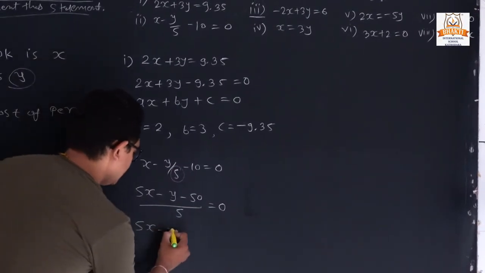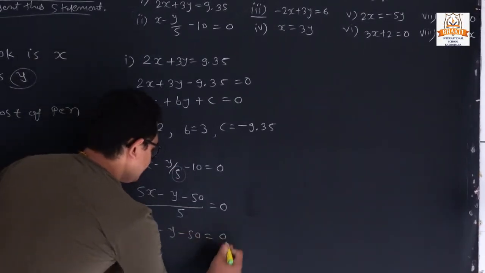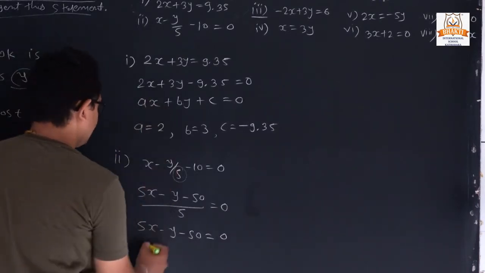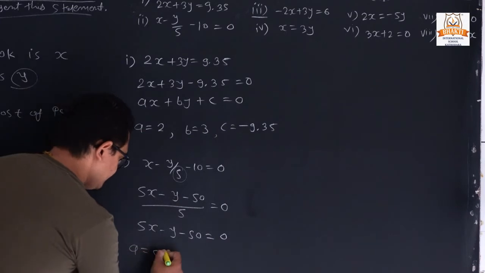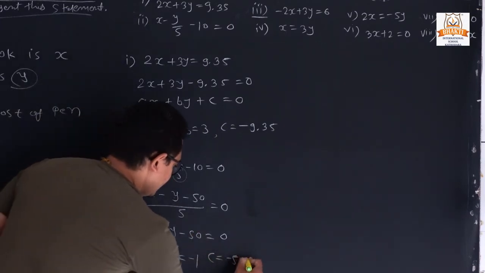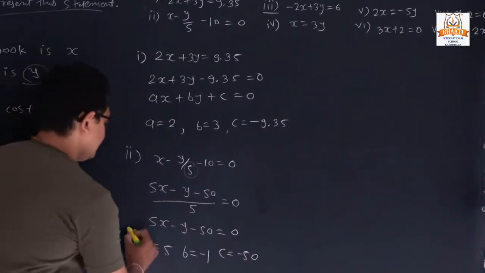So what is our standard form now? 5x minus y minus 50 is equal to 0. Now we can match with our standard form. So what is the value of a? 5, b is minus 1, and c is equal to minus 50.